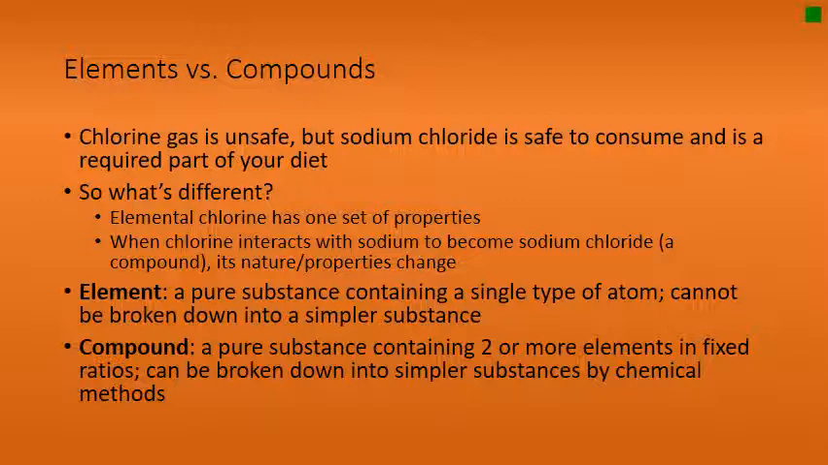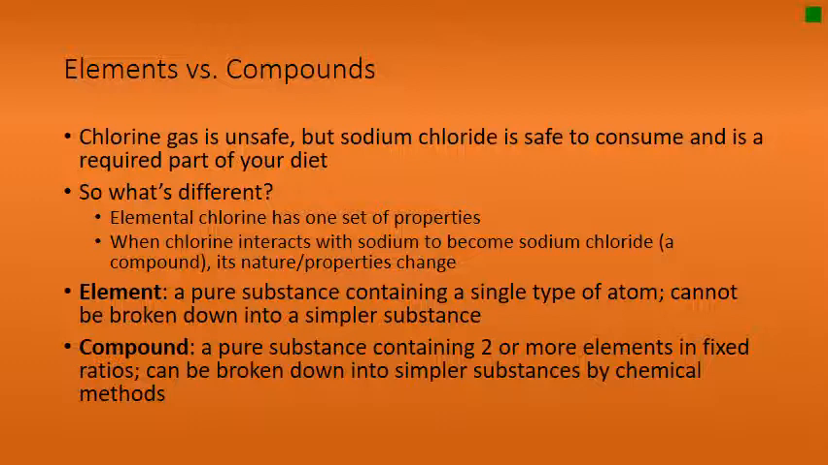What's the difference? Well, chlorine is an element. It comes with a very specific set of chemical and physical properties, some of which are very unpleasant. But when chlorine interacts with the element sodium, that is, when they react to become sodium chloride, a compound is produced, and the nature and the properties of that compound are usually not at all similar to the properties of the elements used to create the compound.